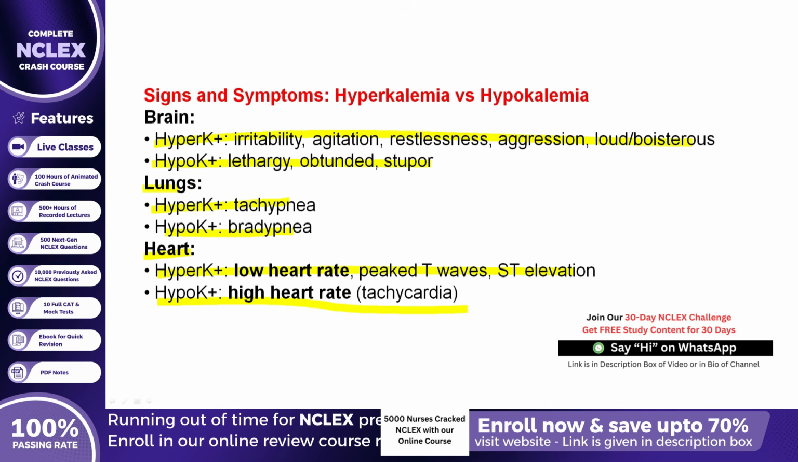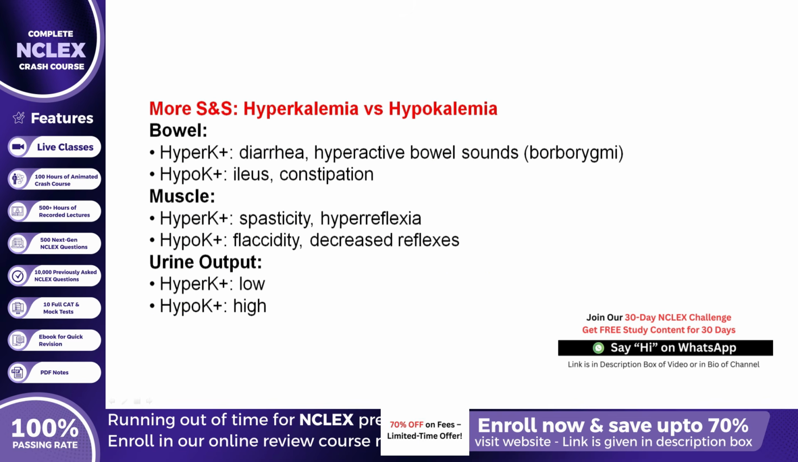When we move to the bowel, hyperkalemia produces diarrhea and hyperactive bowel sounds, also known as borborygmi, while hypokalemia results in ileus and constipation. Looking next at the muscles, hyperkalemia causes spasticity and hyperreflexia, while hypokalemia leads to flaccidity and decreased reflexes. And finally, for urine output, hyperkalemia causes a low output, while hypokalemia causes a high output.